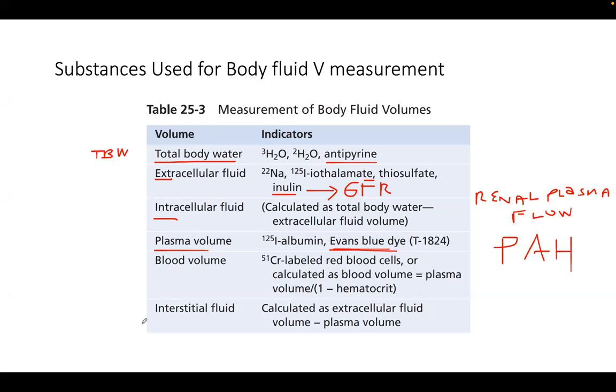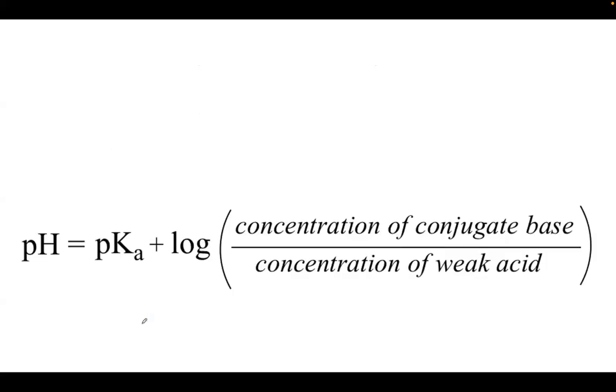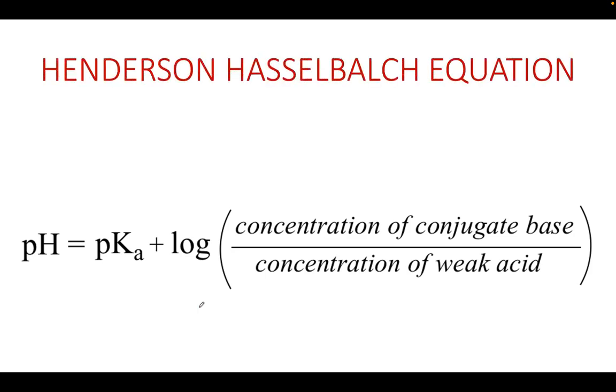Okay, so that's basically the only thing I want you to know from this high yield table. Now, what do we call this equation? The pH is equal to the pKa plus the log of the conjugate base and acid concentration. What do we call this famous equation? Rest assured you will not compute for this. You just have to identify the name.